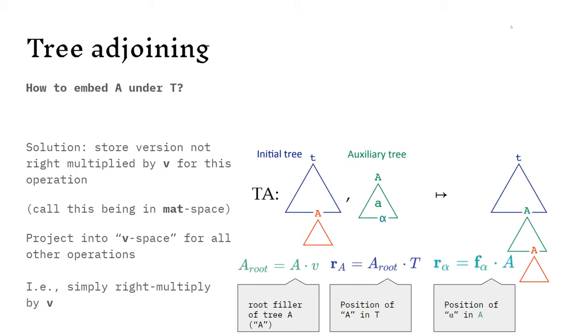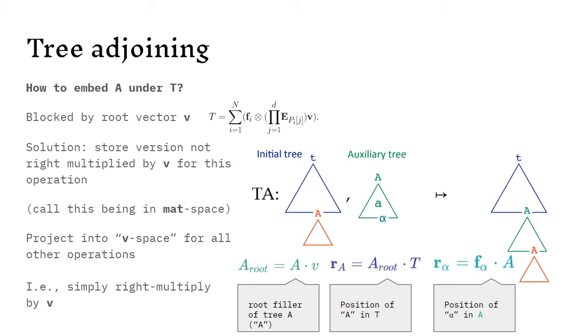So the question is how to embed A under T. We're blocked by the root vector V. So as you can see here, if we want to extend a role to the right, so we want to say something's the left child of the right child of root, and then we have the left child of a new tree, and we want to make that the left child of the right child of the left child. So we're wanting to expand it to the right in this case, since we go from root to leaf. And this vector is blocking us.